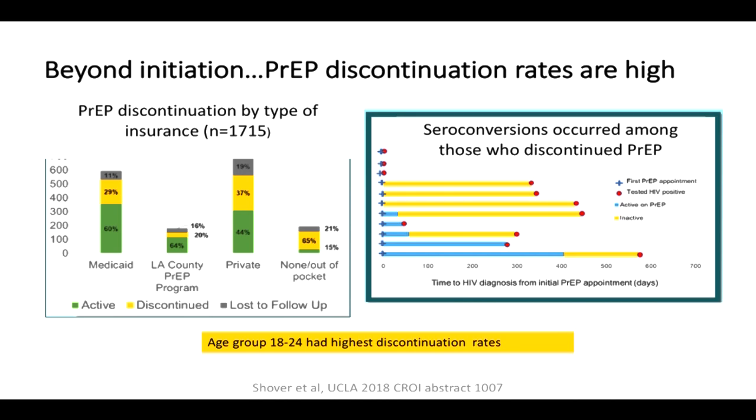Similarly, another piece of disheartening news was that among individuals who discontinued PrEP but who maintained indications for PrEP, there were actually HIV seroconversions. So PrEP discontinuations have a cost, and sometimes the cost is individuals acquiring HIV infection. And so efforts to not just initiate PrEP, but to ensure that individuals who remain at risk of HIV stay on PrEP is critically important.